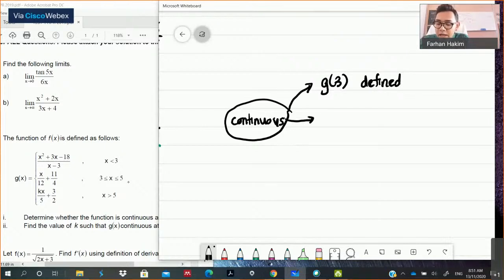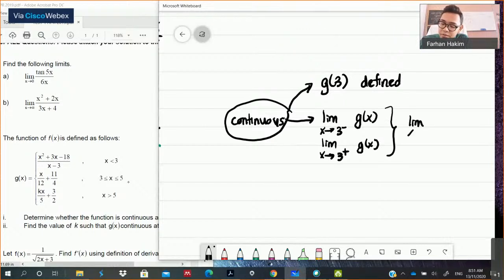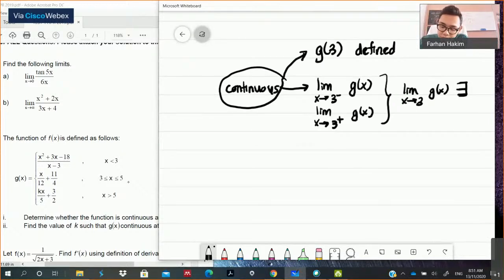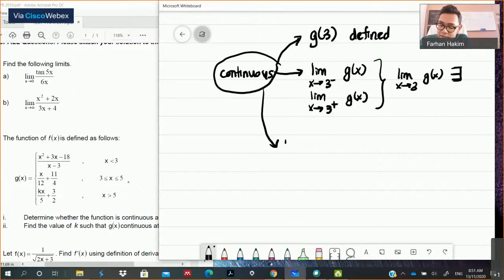Secondly, we have to check the limit as x approaches 3 from the left of g(x), and also find the limit as x approaches 3 from the right of g(x). If they are equal, the limit exists. So the limit as x approaches 3 of g(x) must exist. Next, the limit as x approaches 3 of g(x) must be equal to g(3).